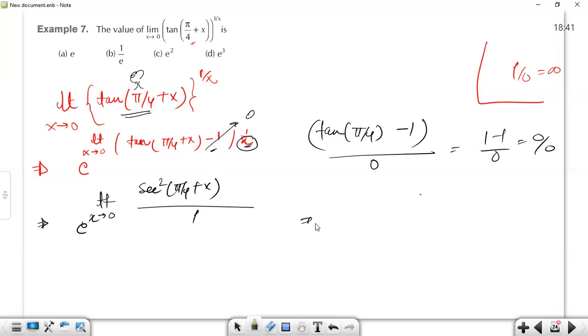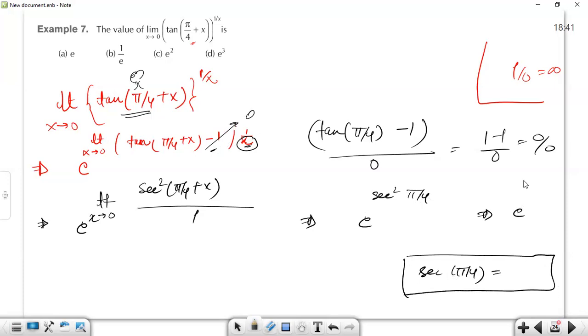So now we will directly substitute the value of x equals 0. Then it comes out to be sec square of pi by 4. Now, sec of pi by 4 is what? Can anyone tell me? Anyone? What is sec of pi by 4? Is it 2? It is root 2. Good try. So root 2 square is 2. So here we can find our answer in the options, which is option number C.